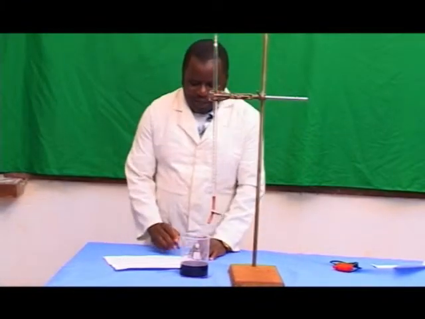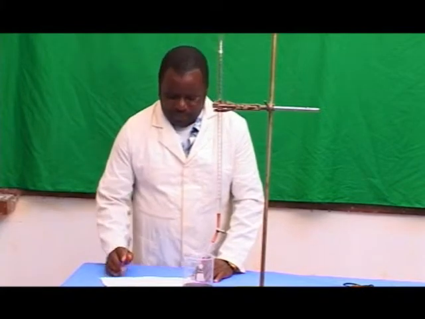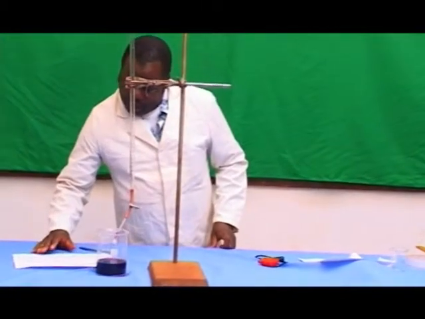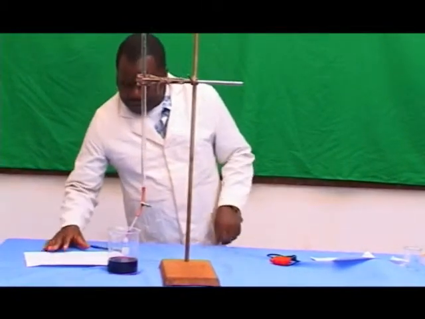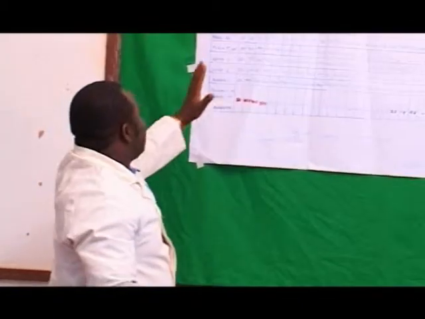Now, find the volume of the liquid in the burette at every time which you have recorded by taking 50 cubic centimeters and subtracting the value which you have recorded. The values which you have recorded will be as shown. This is our table of results.